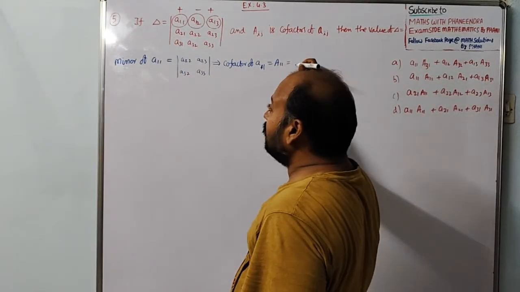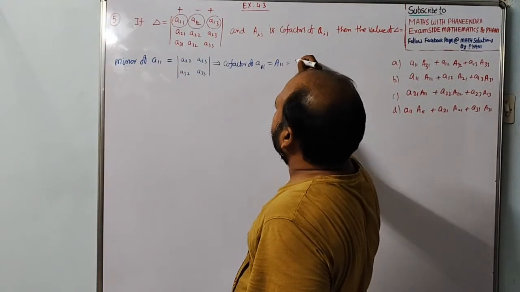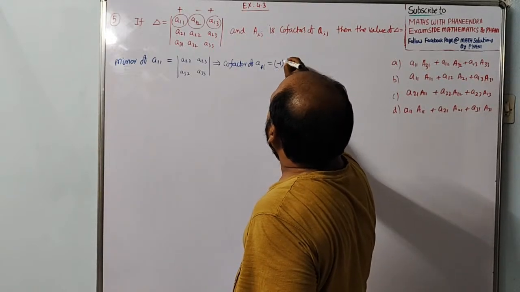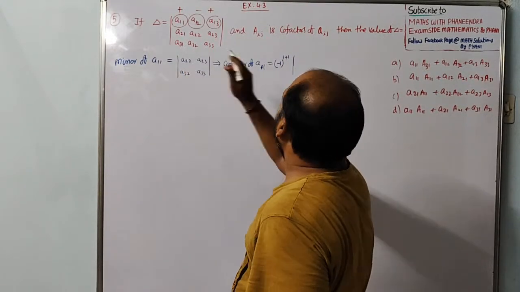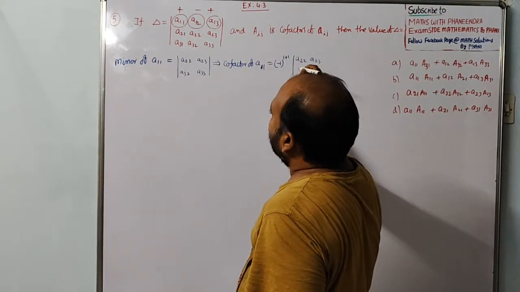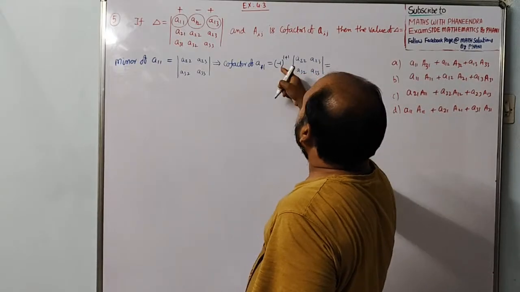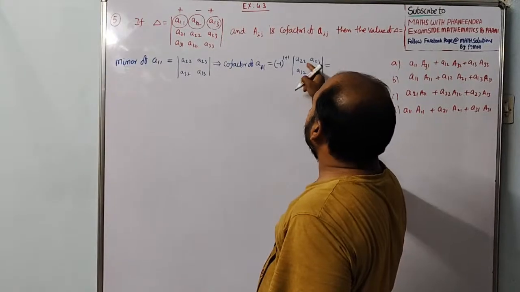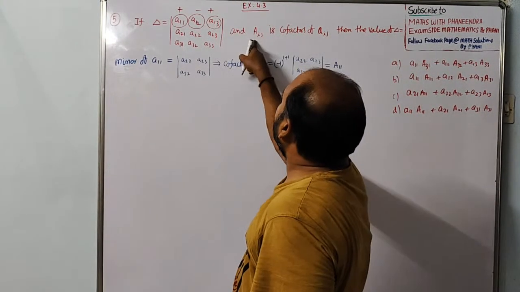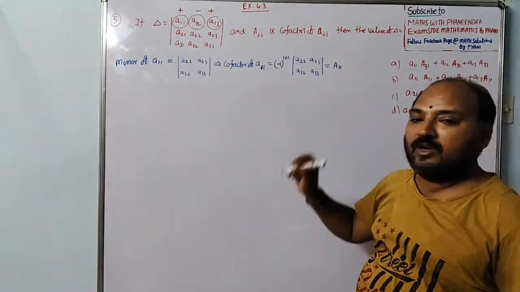Before that, what I am going to write is, here plus symbol is there, so we can write minus 1 whole power 1 plus 1 and the determinant. Minus 1 whole power 1 plus 1 is plus only. This value I am taking as capital A11. Capital Aij is the cofactor of this one. So for this element, cofactor is capital A11.